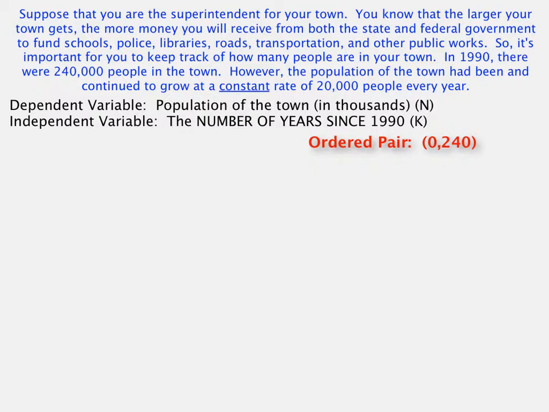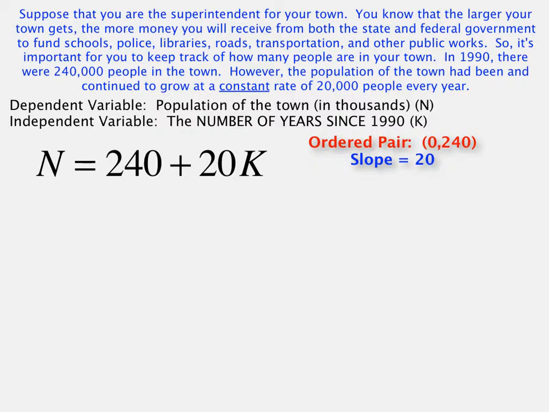In this case, we're now looking for the equation of a line still with the same slope of 20, but with an intercept of 240. And that one's obvious. That'll just be n equals 240 plus 20k. This is just like one of the equations we made back in the day. And now we can use this new equation to answer the exact same questions as before.